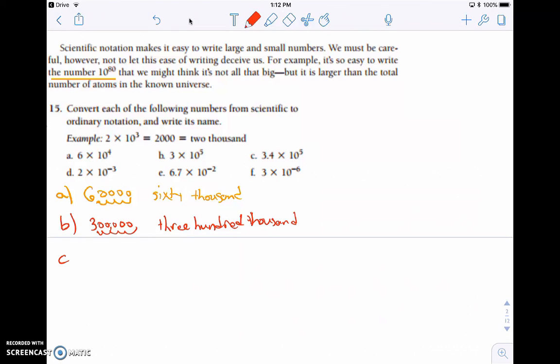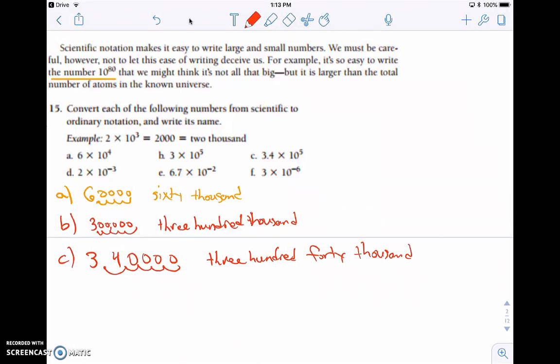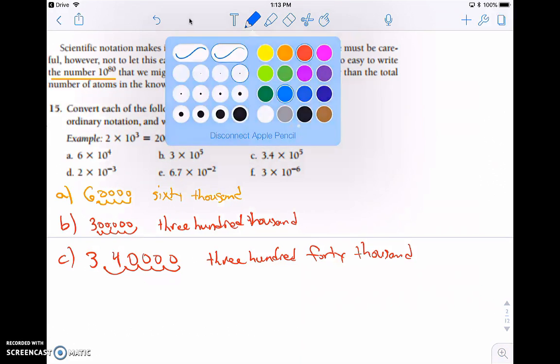Now, very similar to that, 3.4 times 10 to the 5th. Here you'd have 3.4, and you're going to move that decimal 1, 2, 3, 4, 5 places. So then we'll fill in our decimals here, and this is going to be 340,000. So again, if you're multiplying by a power of 10 raised to a positive number, you're moving the decimal to the right.